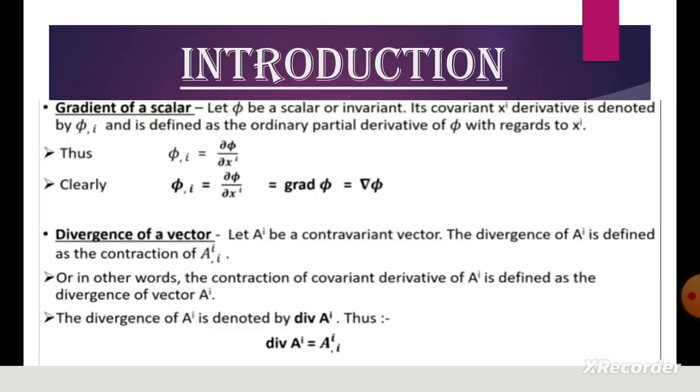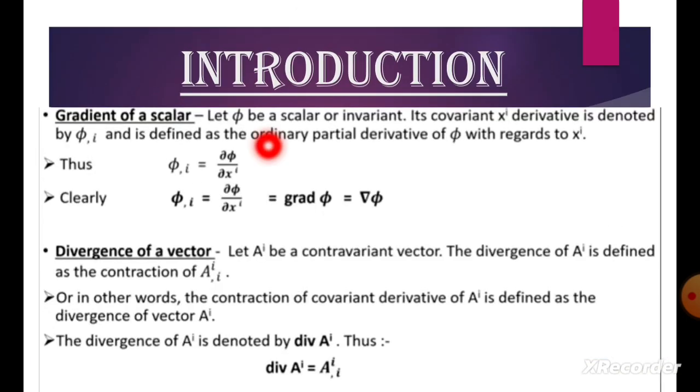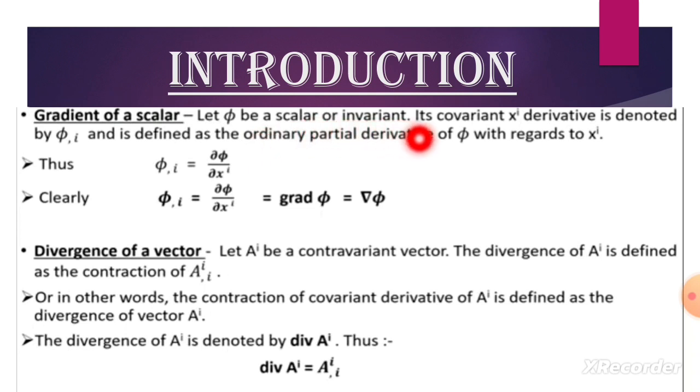Now let us understand the gradient of a scalar. Let phi be a scalar or invariant. Its covariant x to the power I derivative is denoted by phi comma I and is defined as the ordinary partial derivative of phi with regard to x to the power I. Thus phi comma I is equal to del phi upon del x to the power I, which is equal to gradient phi. We can write it as nabla phi.